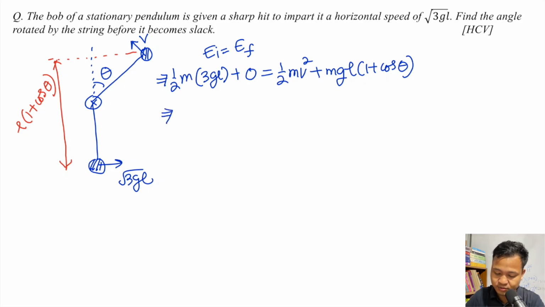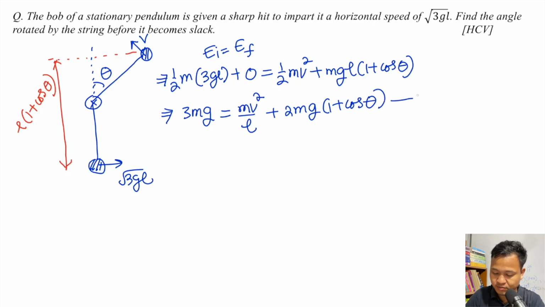So divide both sides by L and multiply by 2. I will have 3 mg equals m v squared divided by L, plus 2 mg into 1 plus cos theta.